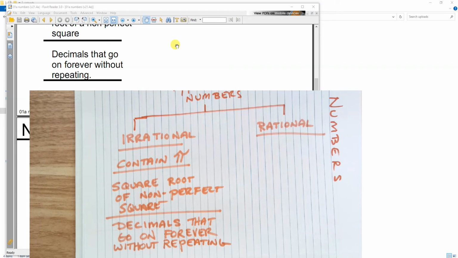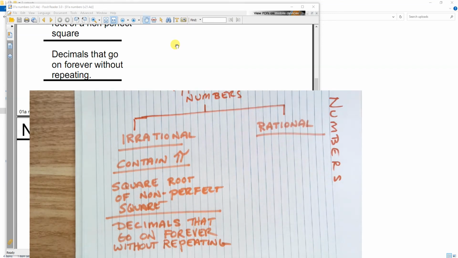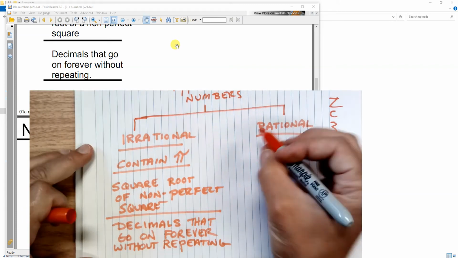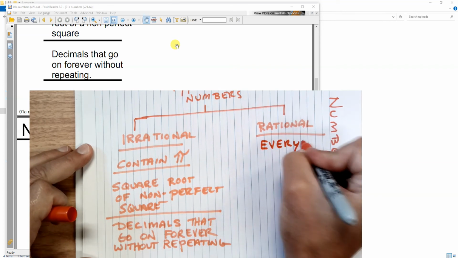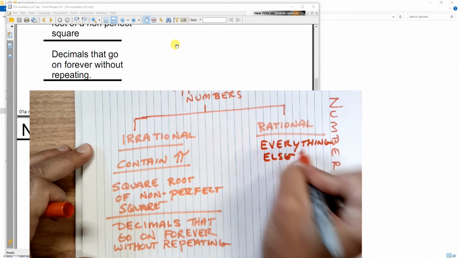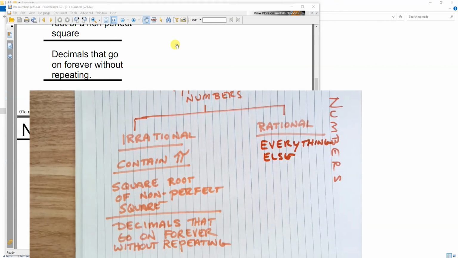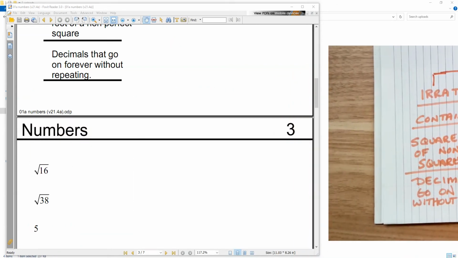So how do I identify rationals? Well, rationals are everything else. So if it's not over here, well, then I know it's rational. So let's do some examples of this.